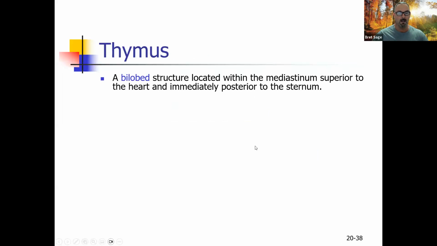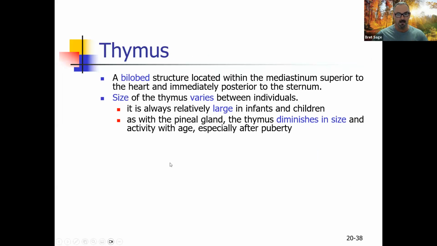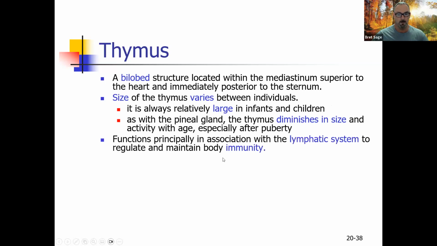Thymus, bilobed structure located within the mediastinum, superior to the heart, and immediately posterior to the sternum, so it's right behind the breastbone. Size of the thymus varies between individuals. It's always relatively large in infants and children because it has a greater function in immunity as a child than it does as an adult. As with the pineal gland, the thymus diminishes in size and activity with age, especially after puberty.